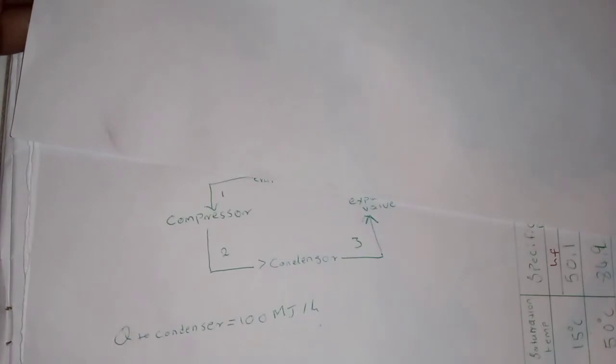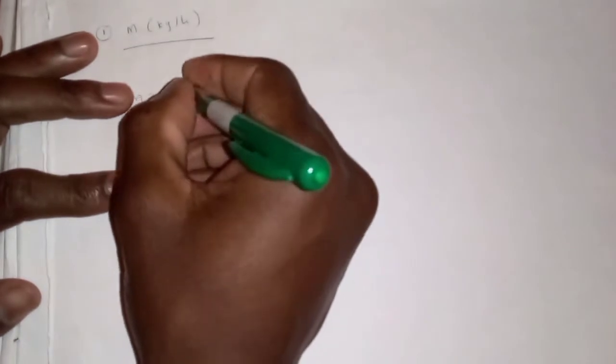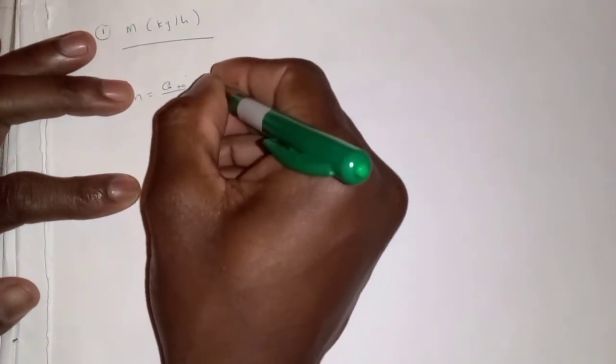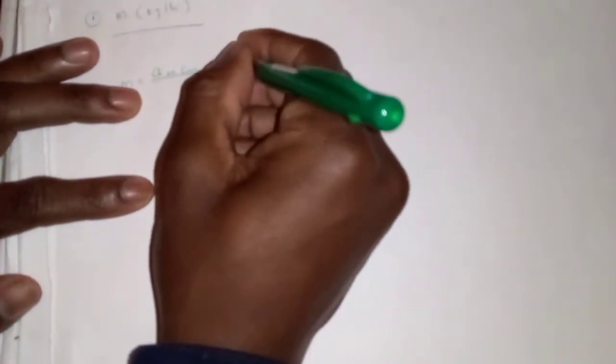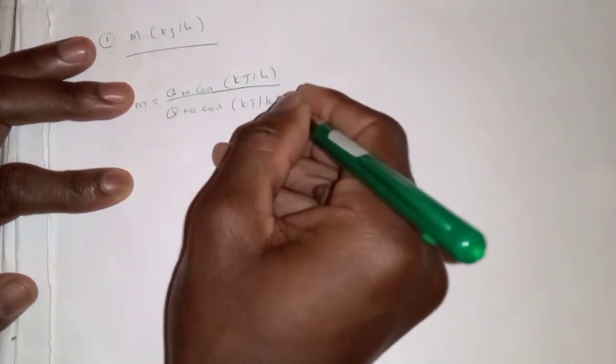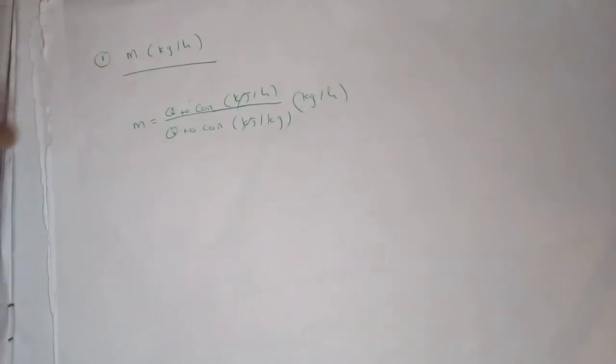Since we have the heat energy that is discharged in the condenser per hour, we are going to say the mass is equal to this heat energy, which will be Q to condenser in, converted to kilojoules per hour, divided by Q to condenser in kilojoules per kg. This and this will cancel, and then we will be left with kgs per hour. We do have the heat energy that is discharged in kilojoules per hour.